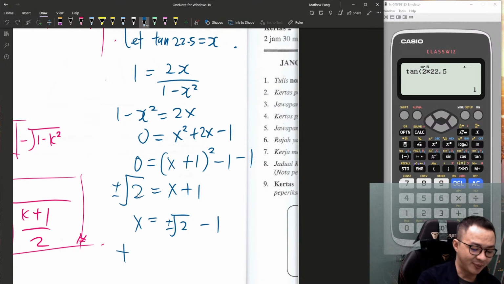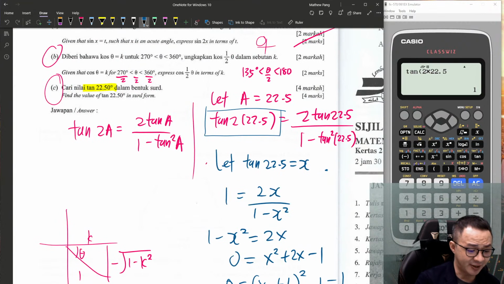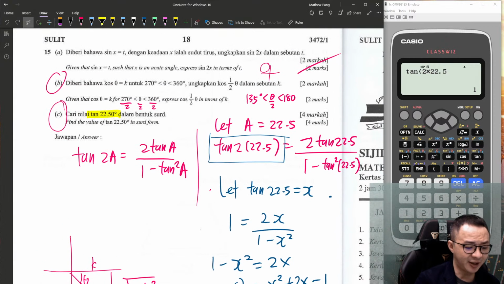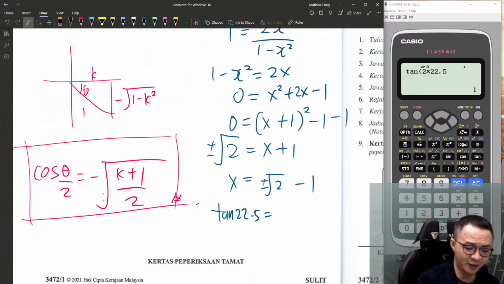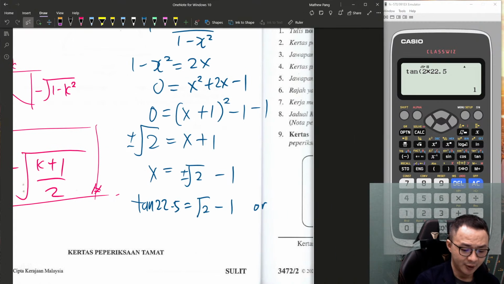So what's my x? My x is tangent 22.5, right? Does the question say they want any specific value? They just say in surd form. They don't tell us which quadrant it is for, then I will just give both answers. So it's square root 2 minus 1 or negative square root 2 minus 1.